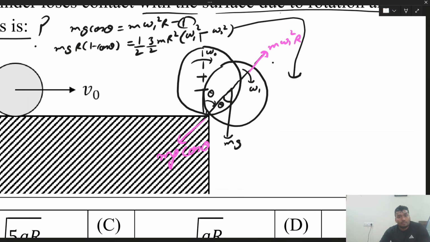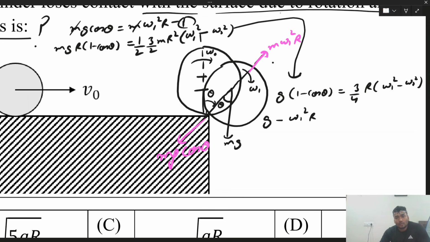Okay, so mr you can cancel, so you're left with g(1 minus cos theta), and then 3 by 4 mr square. This r already got cancelled, so anyway, it is omega 1 square minus omega naught square. In the next line, I can do one thing. From this first equation I can write down the gr value like this, and then 3 by 4 omega 1 square r minus 3 by 4 omega naught square r.